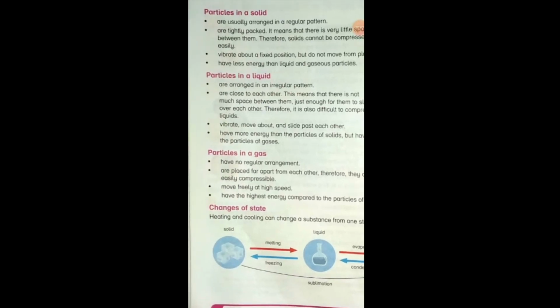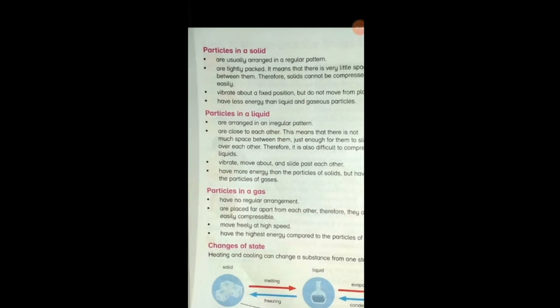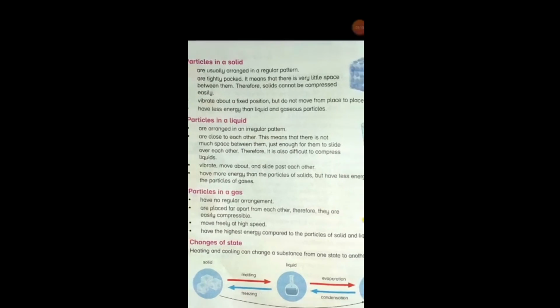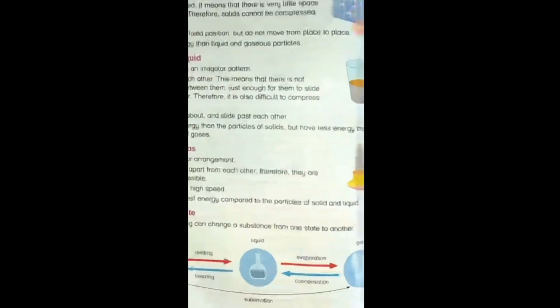So there is a very huge space between the particles of the gaseous state, and they can move apart from each other. They have very high speed and they can move freely. They have the highest energy as compared to the particles of solid and liquid. So due to these arrangements, we can see the difference in their shape and volume in the diagram.